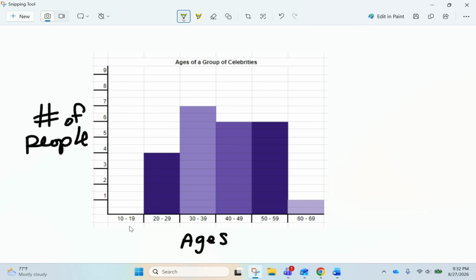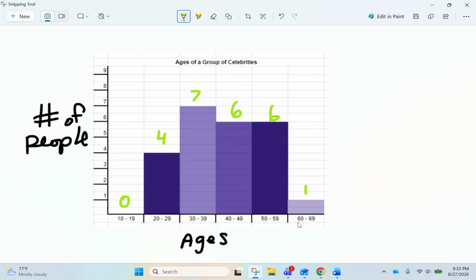So between 0 and 19 years old, there are 0 celebrities. There's nobody this age. Celebrities in their 20s, you can see if you go all the way across, there are 4. So there are 4 people that are in their 20s. 30s, 30 to 39, looks like there are 7. Okay, 40s, go across, it looks like there are 6, which means there are also 6 in the 50s, and then not 2, okay, because if you go across, you hit the 1. So 1 person is over here.